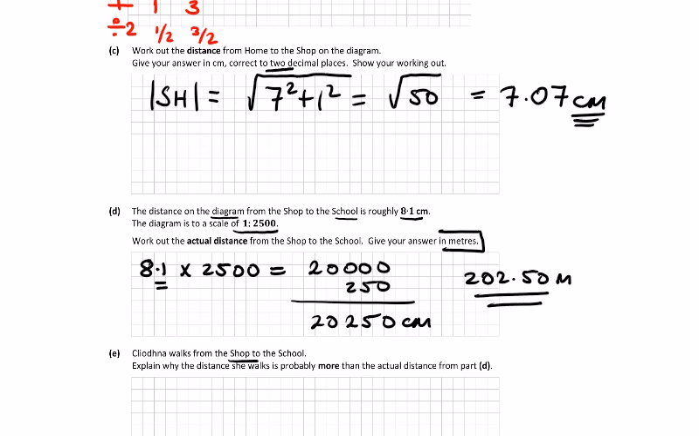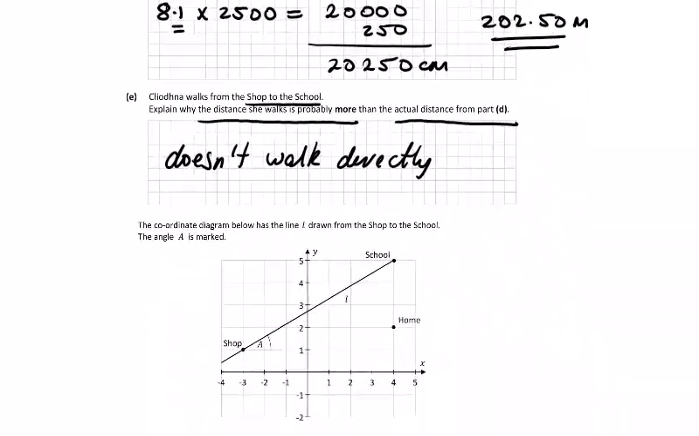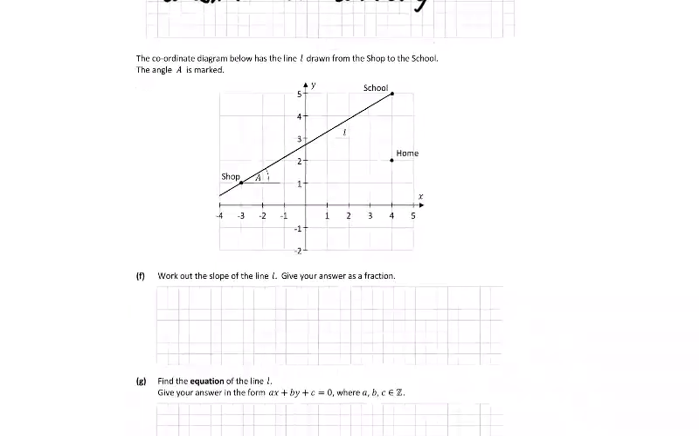Cleena walks from the shop to the school. Explain why the distance she walks is probably more than the actual distance. Well, that's a silly question, isn't it? There could be buildings in the way. She doesn't walk straight, I think, is the answer they're looking for here. She doesn't walk directly. You might have to cross traffic lights or whatever it might be. So make up some sort of answer here that will get you the marks.